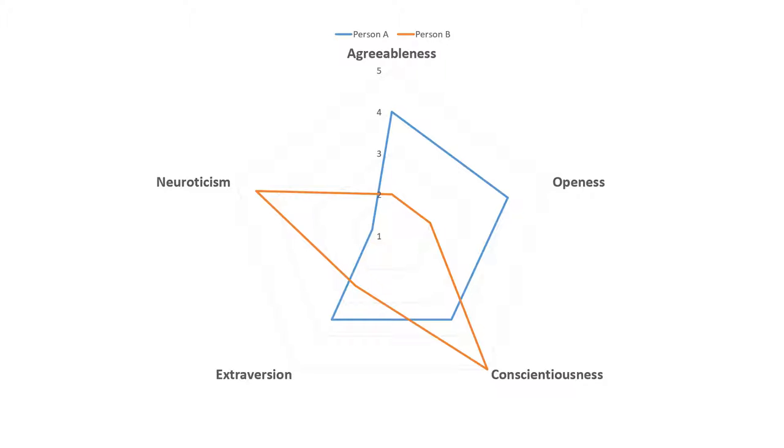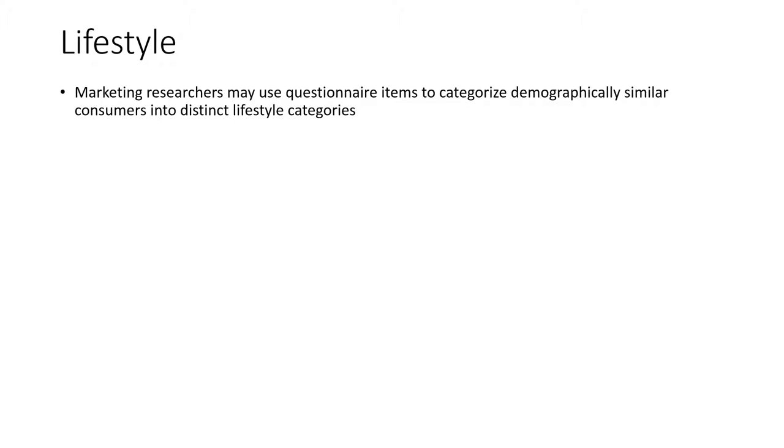We see that person A, represented by the blue lines here, scores very high in agreeableness and openness, but relatively low on neuroticism and conscientiousness, compared to person B, who scores very high in neuroticism and very high on conscientiousness. Now, marketing researchers may often generate questionnaire items to categorize demographically similar consumers into distinct lifestyle categories. This is often a key purpose of measuring an individual's lifestyle when we collect this type of primary data.